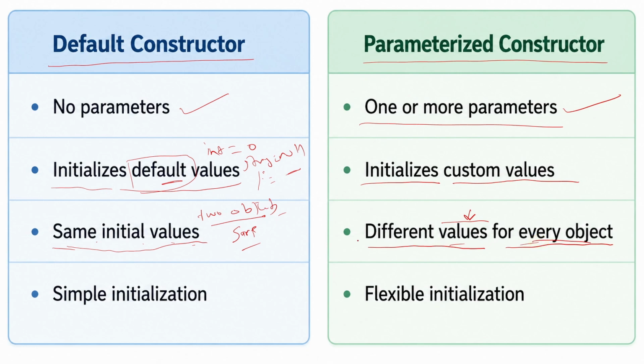It is simple initialization. Why simple? Because default values are getting assigned to the properties of the object. And flexible initialization: we have the flexibility to pass values during object creation. The values can be 10, 20, 30, 40. So we can pass different sets of values and we can create n number of objects. So we have flexibility here.